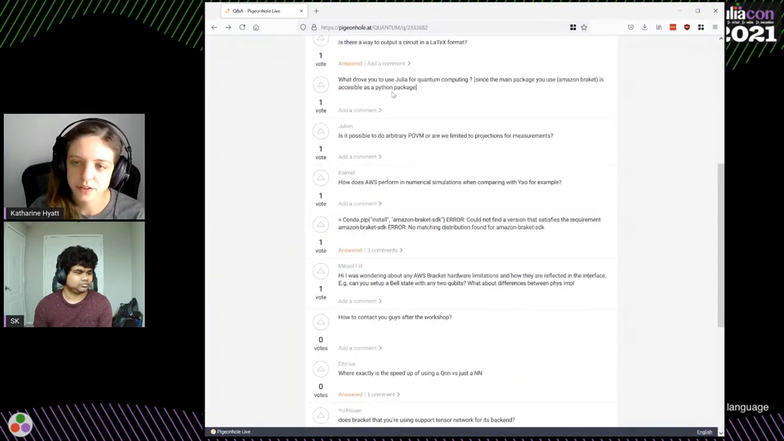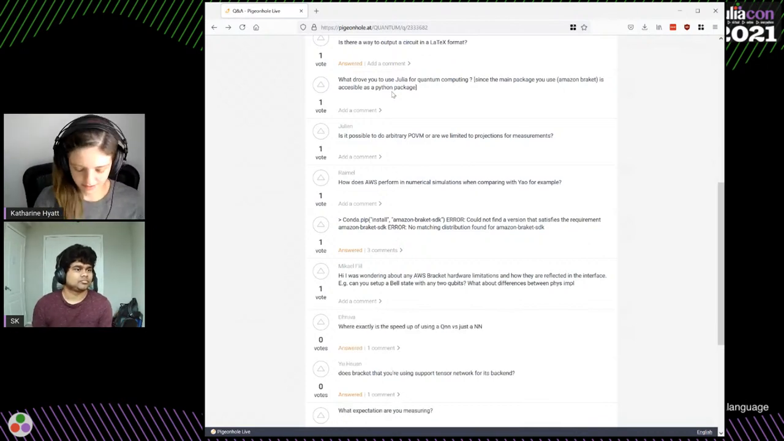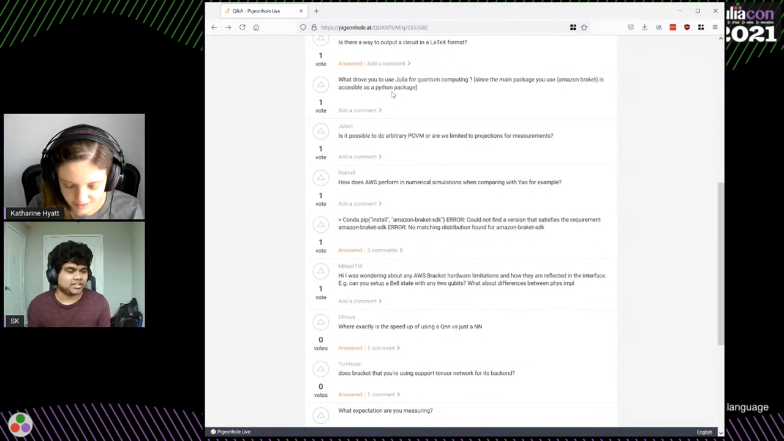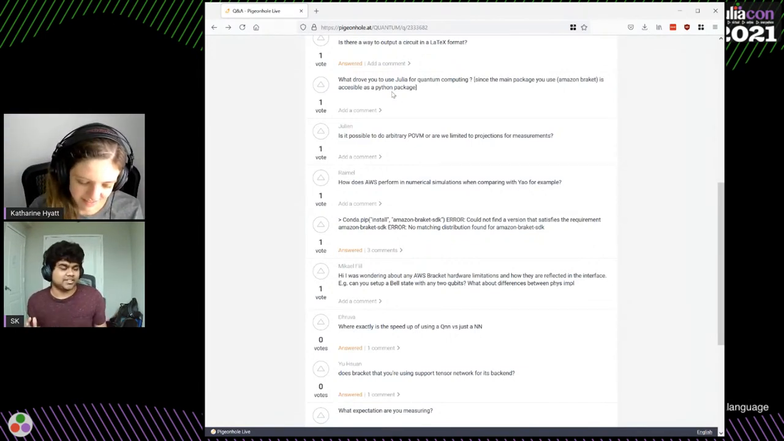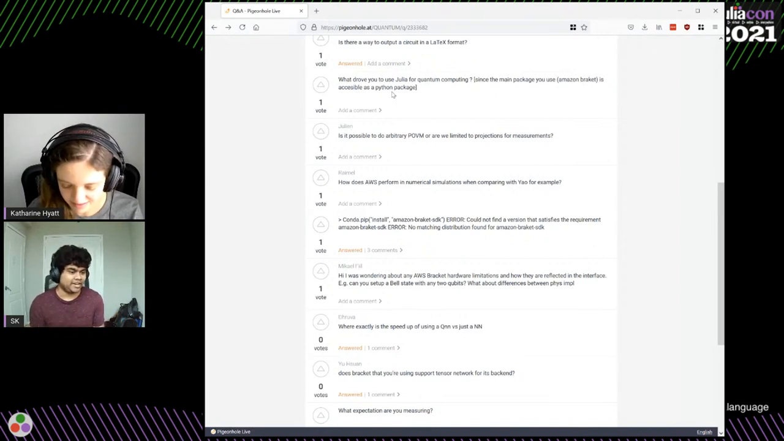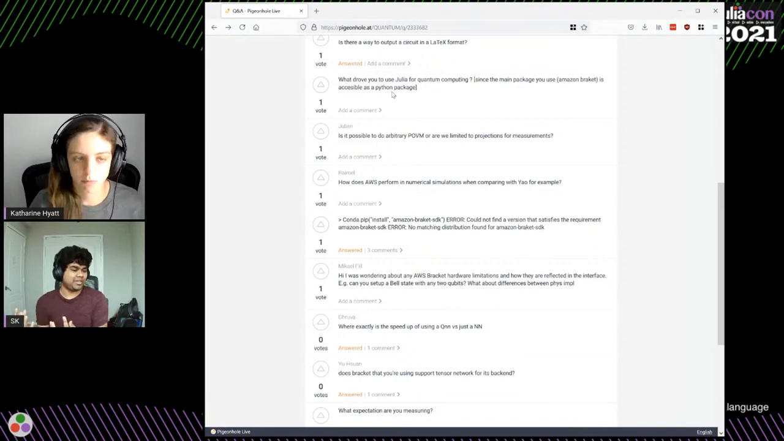Somebody asked, what drove you to use Julia for quantum computing? SK, you want to grab that one? Sure. I think one of the things was that Julia has a great ecosystem around optimization. We have Optim, NLopt, Flux, and there's also ways to embed graph coloring problems, like JuMP. So we were really interested in seeing if you'd seen Katharine's talk before about how you can use the QPU, similar to how you use the GPU for optimization. We wanted to see how we could integrate into each of these libraries.